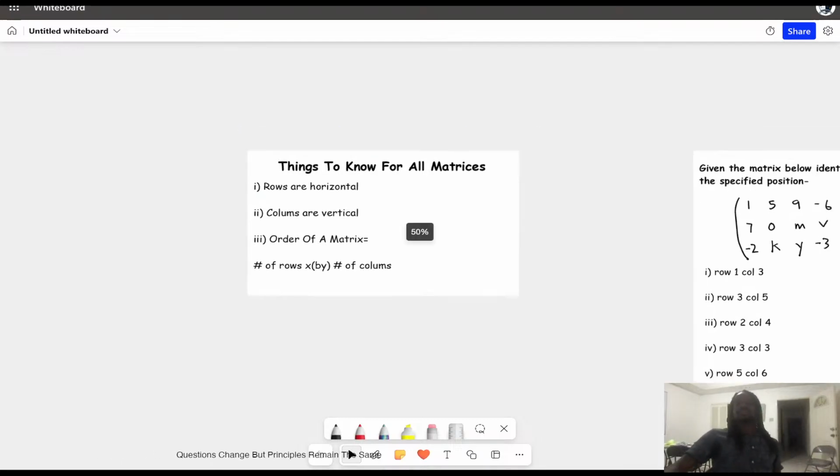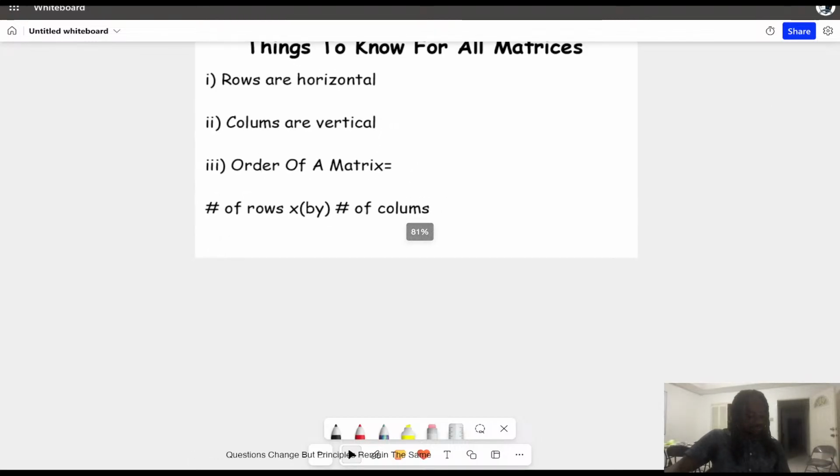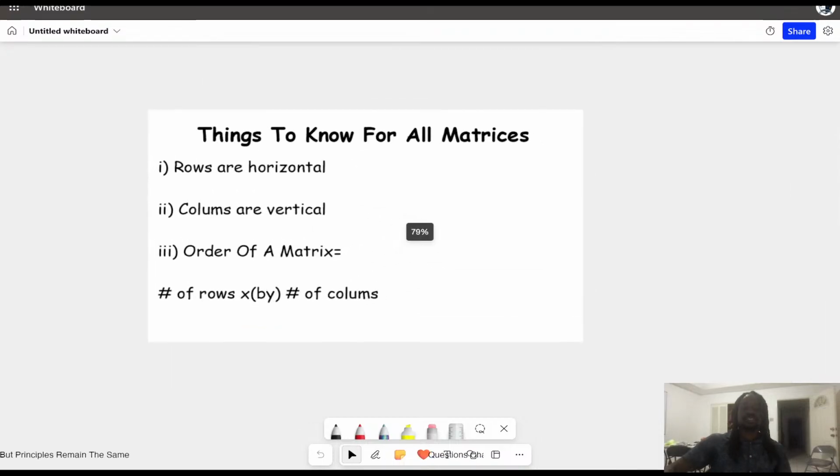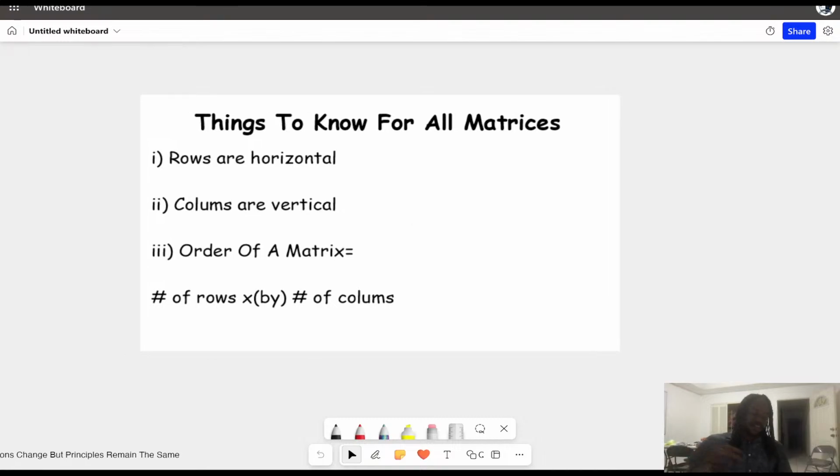Alright, so things to know for all matrices. What are the things that we need to know for all matrices? The first thing, make sure you know that rows are horizontal, columns are vertical. The order of a matrix is equal to the number of rows by the number of columns. Even though you might see a multiplication sign there, it's not actually a multiplication sign. It actually represents the word by.